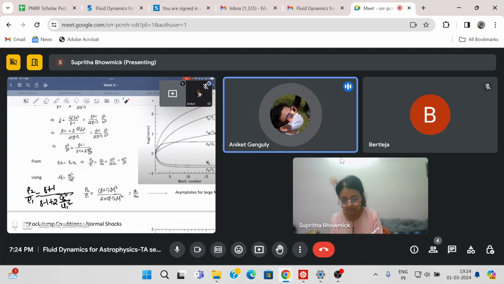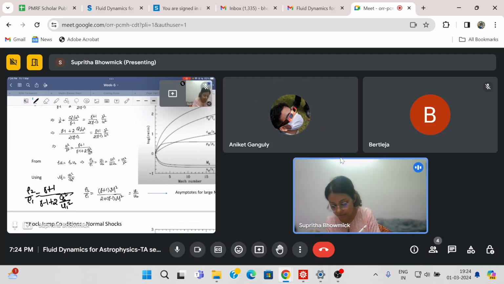But shouldn't that be Mach number squared? Yeah, you are actually right. I made a mistake. You're right. Mach square. You're absolutely right. So this becomes 1 by Mach square. You multiply both numerator and denominator with Mach square to get this.